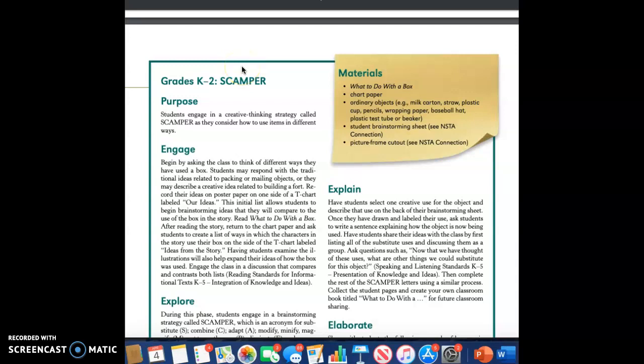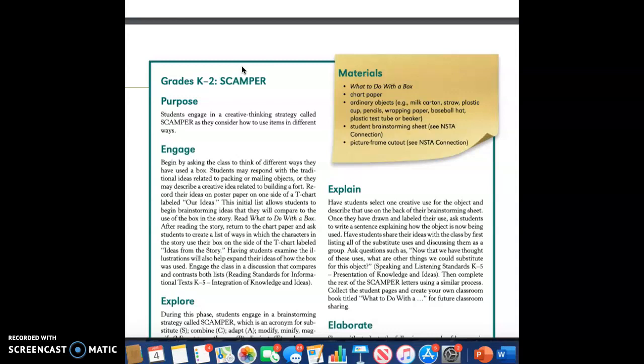It's called Scamper, and it's geared towards grades kindergarten through second. The whole purpose of this activity is to get students engaged with using the creative thinking strategy called Scamper. With this strategy, they will be able to think outside of the box and come up with different ways to use items that we see and deal with every day, finding different uses for them outside of the normal way we would use these objects.